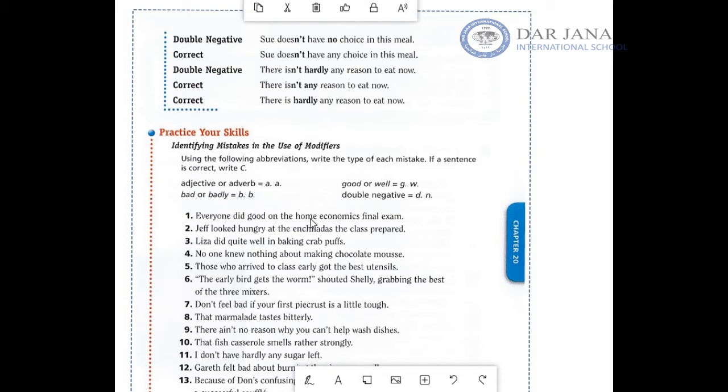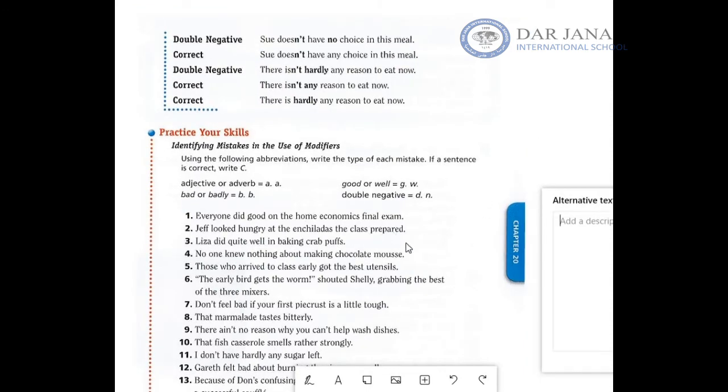If the sentence has a problem with an adjective or adverb, we should write A. If the problem is regarding the use of good or well, we should write GW. If the problem is in the use of bad or badly, we write BB. If the problem is a double negative, we write DN. Let's look at the sentences here.